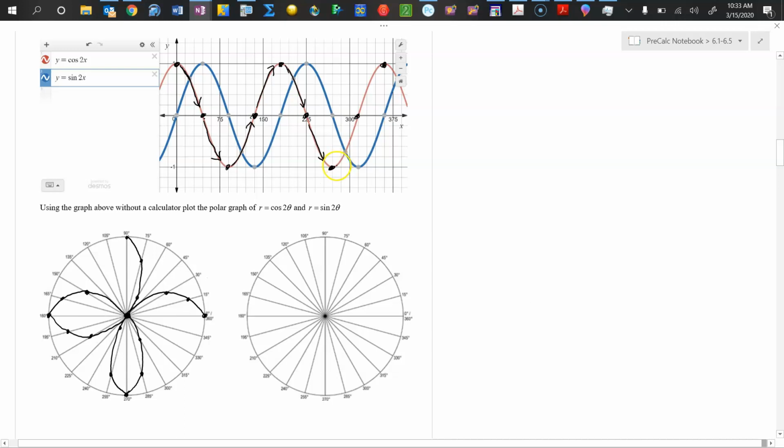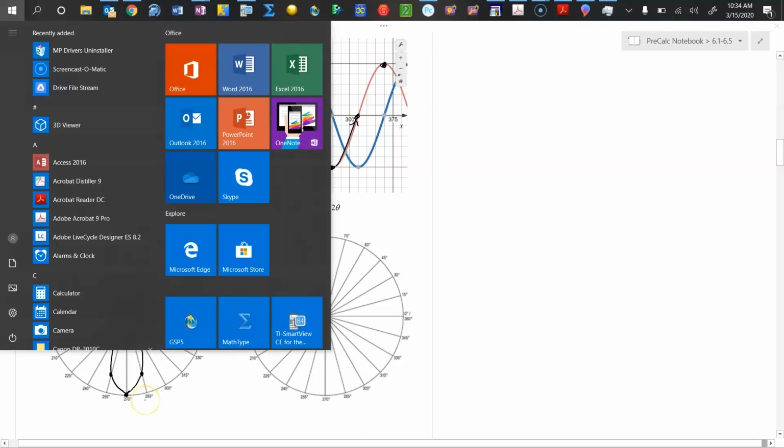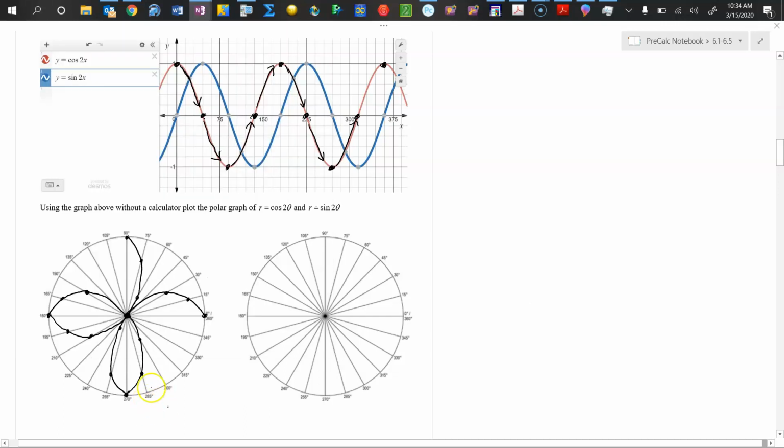Between 270 degrees and 315 degrees, r is increasing from -1 back to 0. So if we go to 285 degrees, for example, r is going to be close to -1. So we put a point over here in the opposite direction. At 300 degrees, r is going to be -1/2. And by the time we get to 315 degrees, we are back at 0.